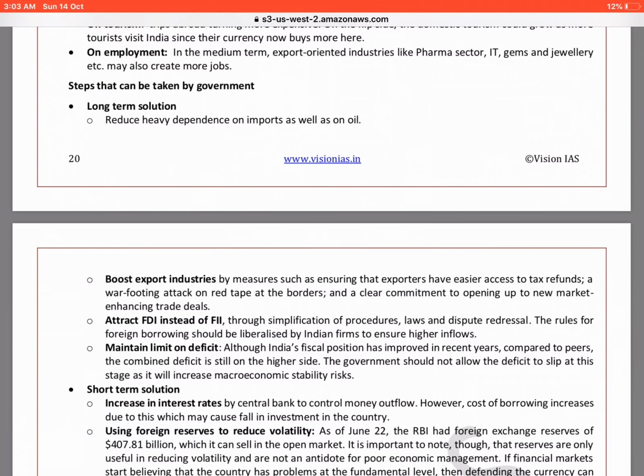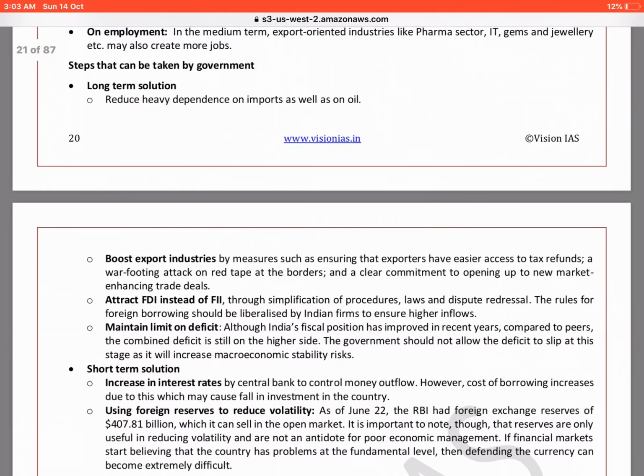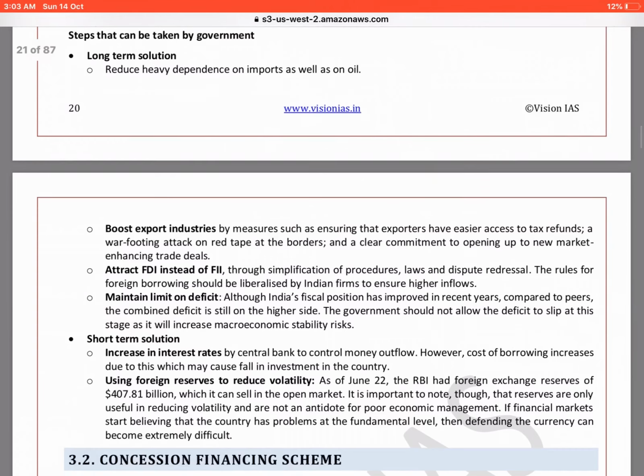So the long term solutions are reduce heavy dependence on imports as well as on oil. So we have this national hybrid policy, electrical vehicle that we are promoting. By 2030 we want most of our vehicles to become either hybrid or electrical. And by this the oil dependency will reduce. And by creation of manufacturing hub in the country, our dependence on the imports for the electronic material will also decrease.